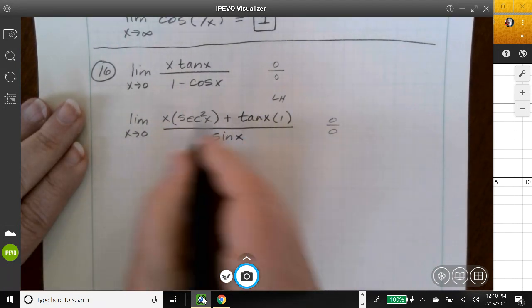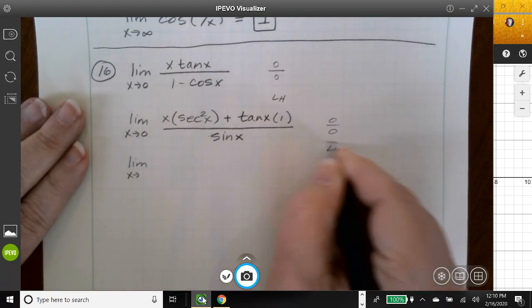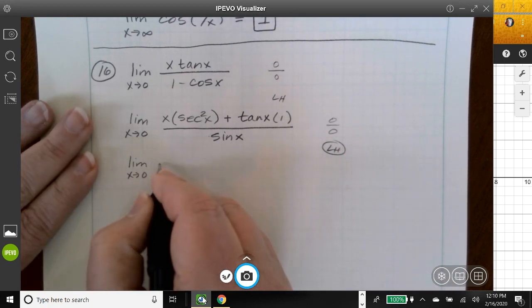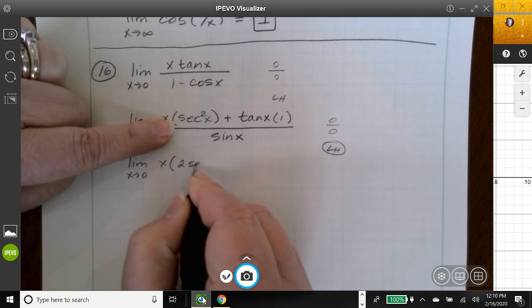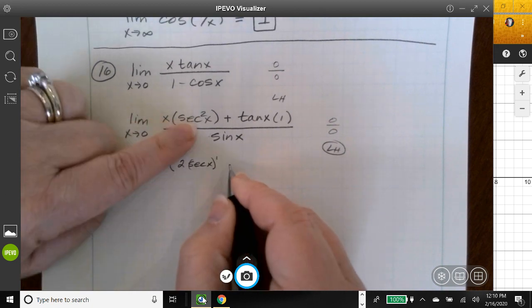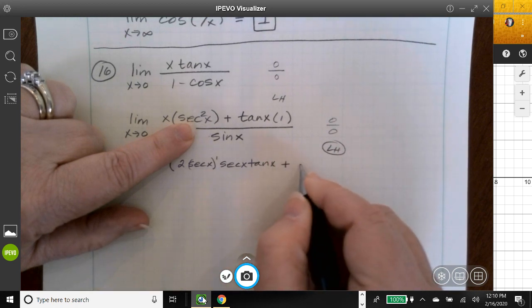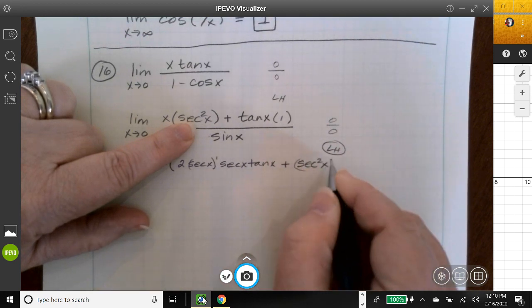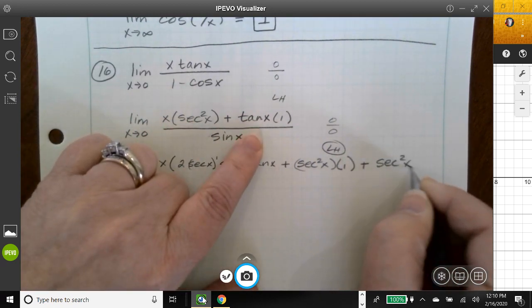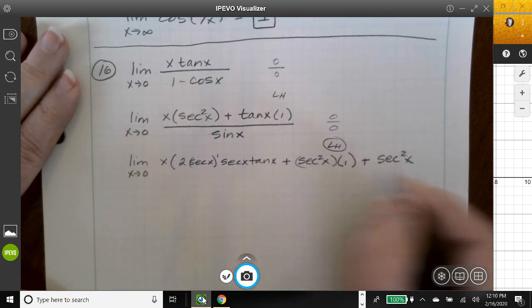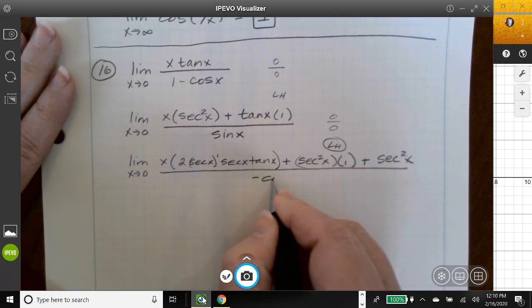So, yes, I have to use the product rule again in the numerator, using L'Hopital's rule. Limit as x approaches 0, it's going to be first. And yes, this is a trig function raised to a power. So I have to go power down, function, lower the power 1 times the derivative of the inside, which is secant. So that's secant x, tangent x, plus second, which is secant squared x times the derivative of the first, which is 1, plus the derivative of tangent, which is secant squared x. Oh man, that was a lot, huh? All over the derivative of sine, which is positive cosine.